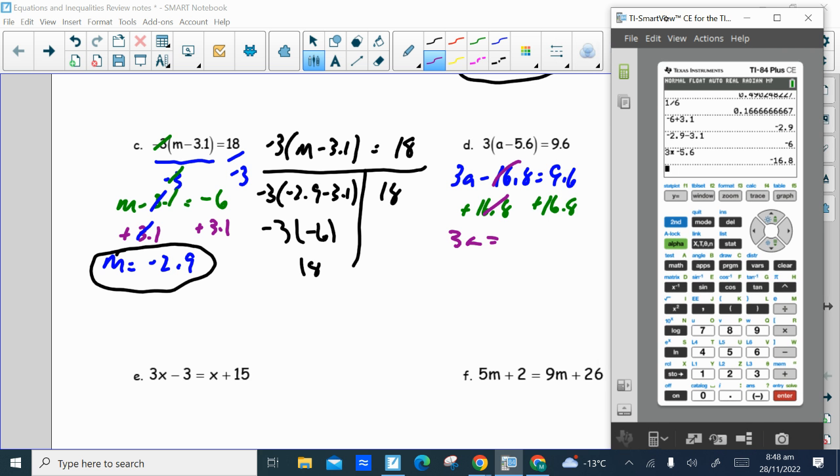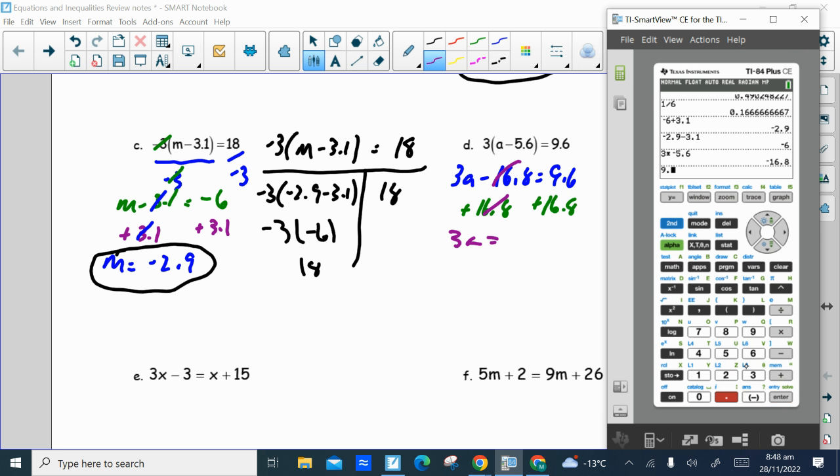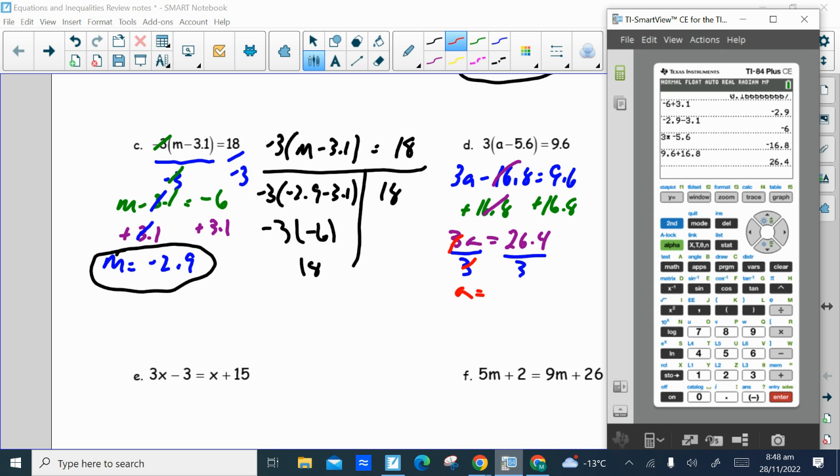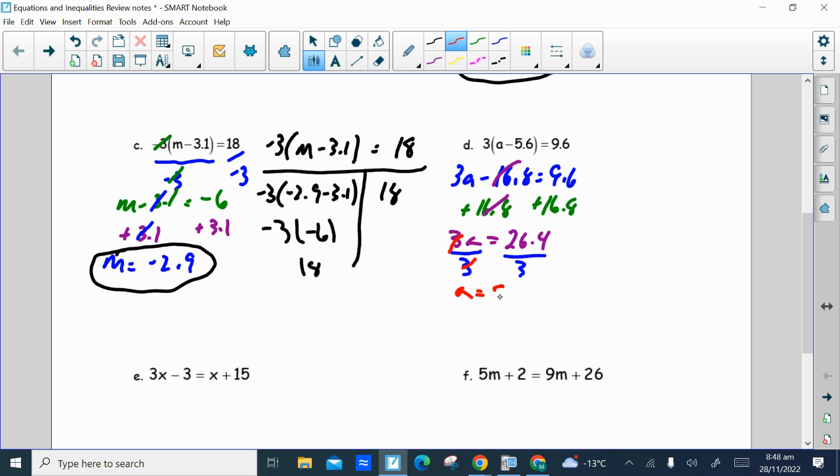You have 3a by itself. And on the right side, 9.6 plus 16.8 is 26.4. And then to get the a by itself, we will divide both sides by 3. On the left, the 3's cancel. And on the right, we have the 26.4 that's divided by 3, which is 8.8. So there's our answer that we need to check.